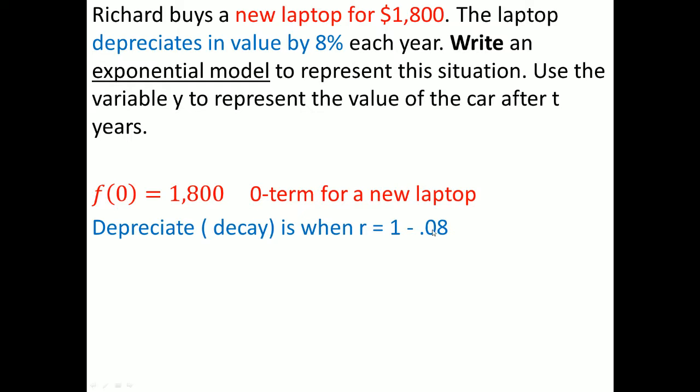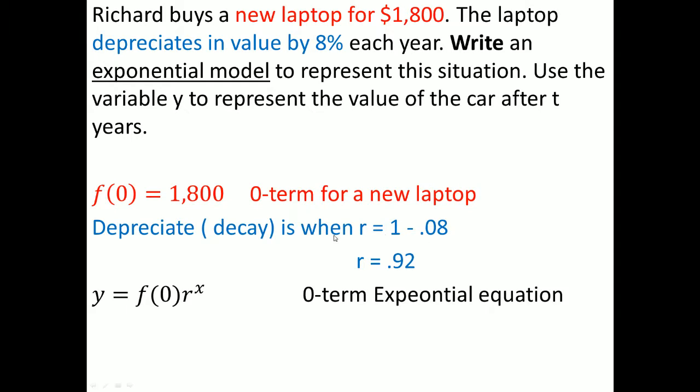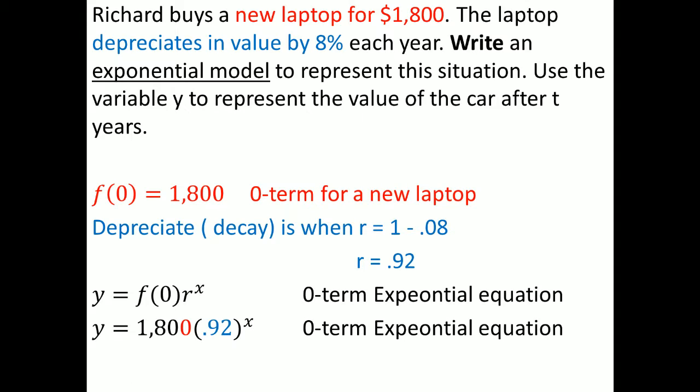The 8% in decimal form is 0.08. So r is equal to 0.92. How did I get r equals 0.92? It comes from 1 minus 0.08. So I write my original equation, y equals f of 0 times r to the x power, for the exponential equation. Substitute that in, and it gets me y equals 1800 times 0.92 to the x power. There you go. Those are all the review solutions for part 2, which is questions 5, 6, 7, and 8.